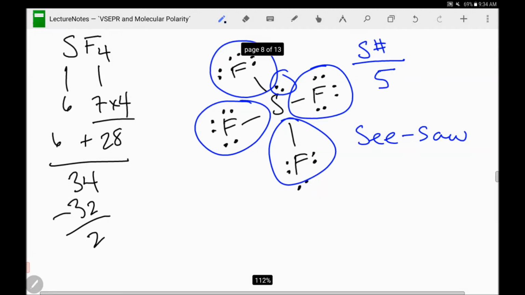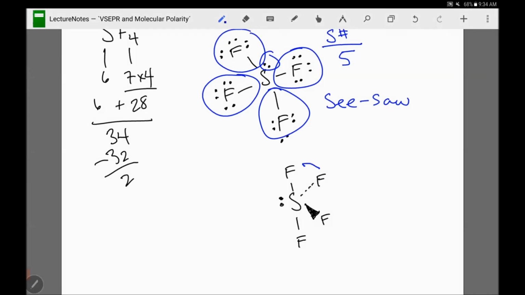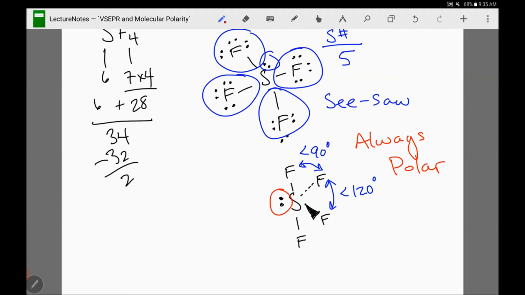To look at the bond angles, it would be easier to just redraw the shape. This bond angle would normally be 90, but the electrons are pushing it away, so it's less than 90. And these would normally have a bond angle of 120, but the lone pairs are pushing it away, so it's less than 120. Because this shape is asymmetrical, it will always be polar. There is never a time when this molecule is not polar. With that pair of electrons there, this molecule is always going to be polar.